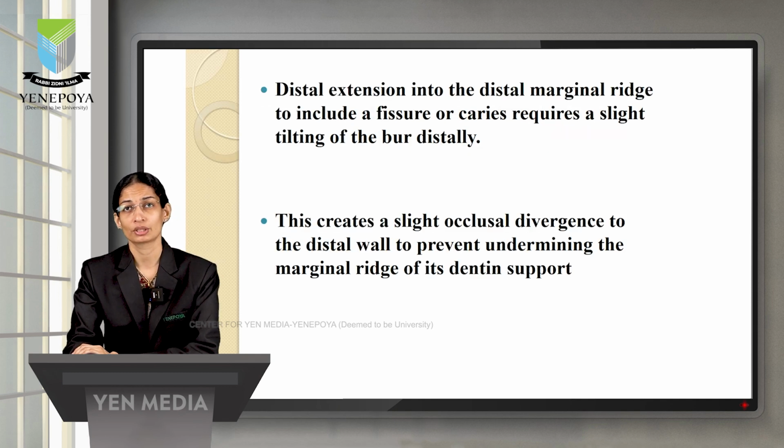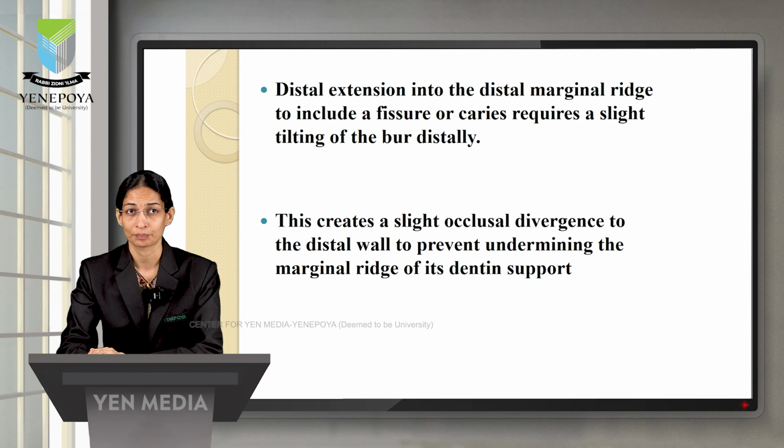Distal extension into the distal marginal ridge to include a fissure or caries will require a slight tilting of the burr distally. This creates a slight occlusal divergence to the distal wall to prevent undermining the marginal ridge of its dentinal support.